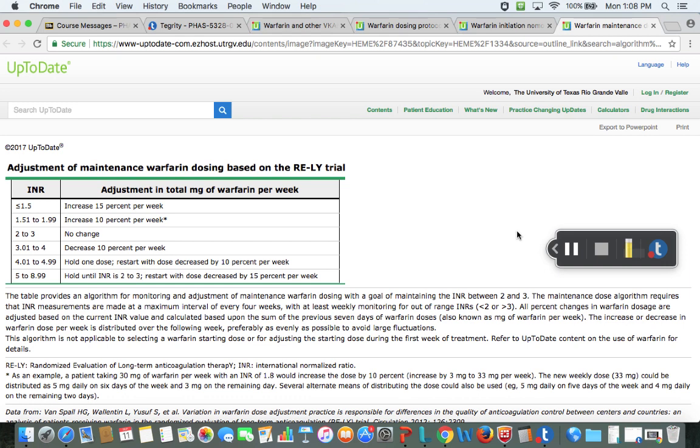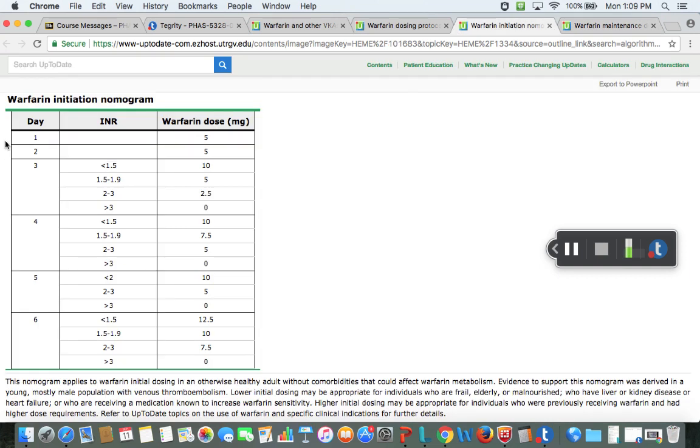So, if they're going to be on 30 milligrams per week, then you want to spread that out with the different strengths they make in a pretty even way so that they're not taking all of it at the beginning of the week or all of it at the end of the week. So anyways, I think these tables will help you guys. If you put this into the search on UpToDate, you should be able to find it. So: adjustment of maintenance warfarin dosing.